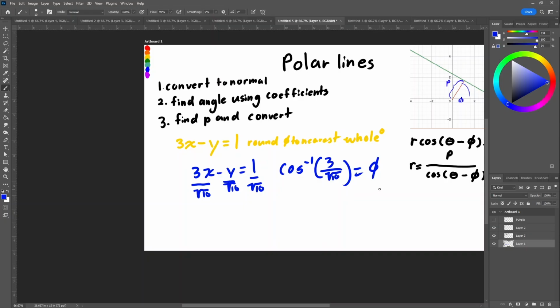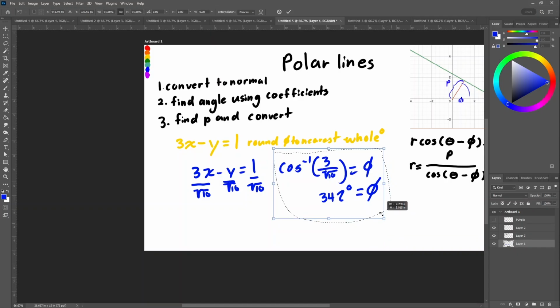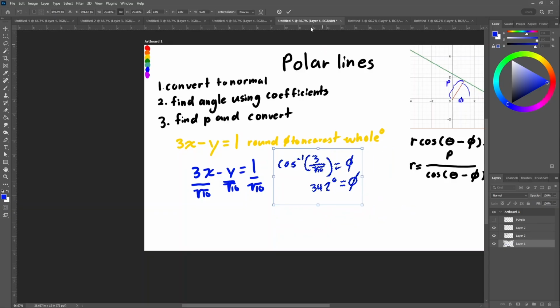So we got our phi value of 342, because we're rounding. 342 degrees. So that would be our phi value. Let me just move this up. And we're halfway there. And the last step is to find the P and convert it fully into a polar equation.